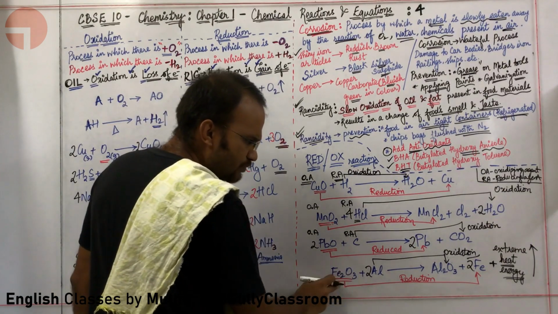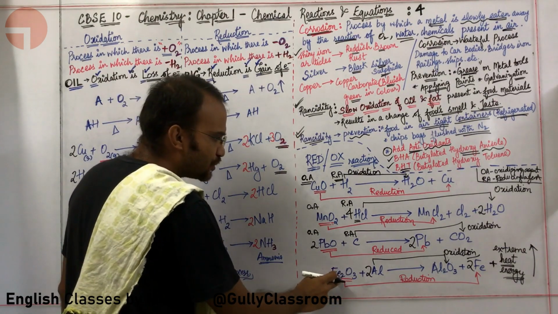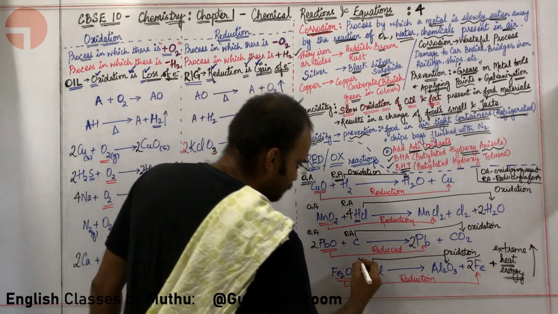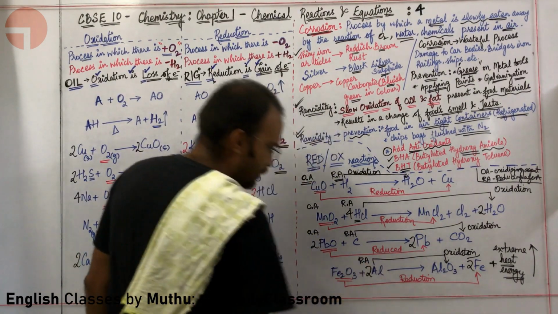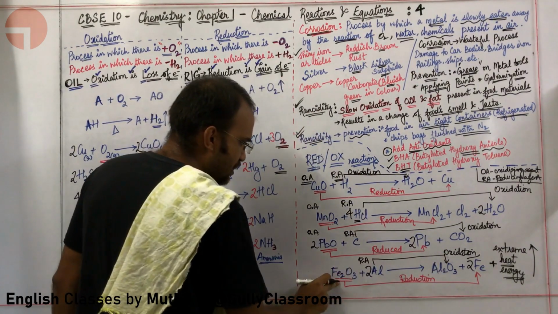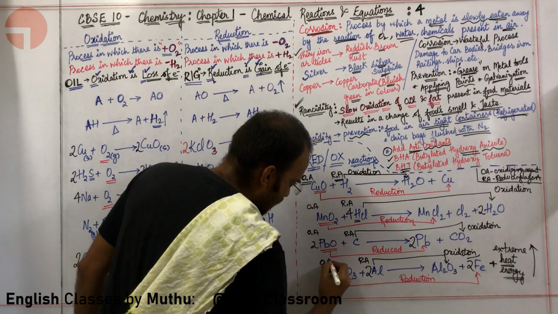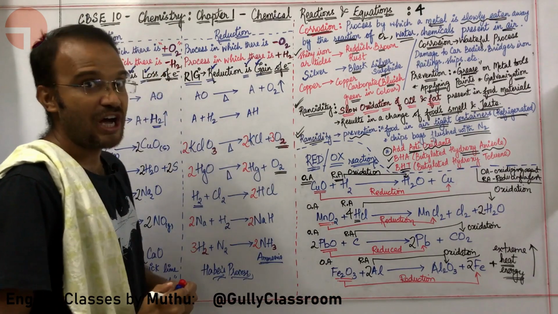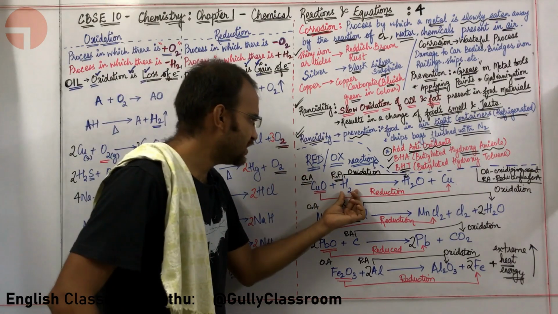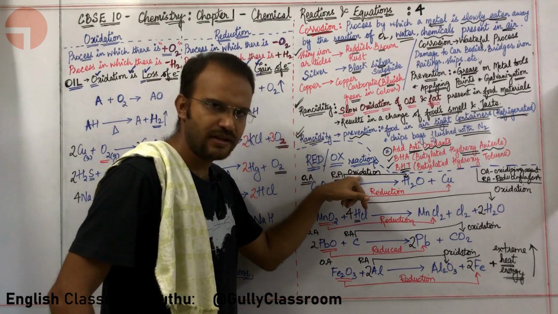Once more, Fe2O3. What is happening? It is getting reduced. Who is helping? Aluminium. So it is called a reducing agent. Aluminium is getting oxidized. Who is helping? Fe2O3. So it is called an oxidizing agent. Are you able to understand what is happening? So a reducing agent is getting oxidized.